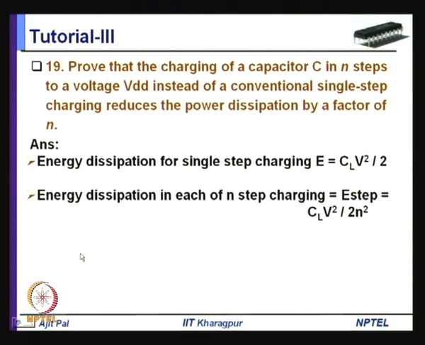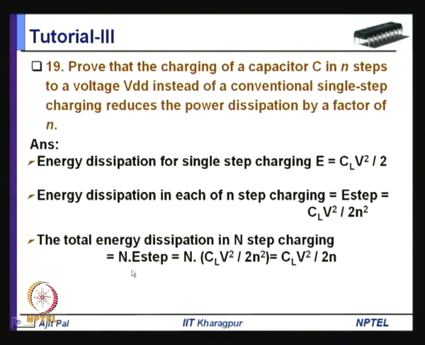Now, you will require n steps of charging. So, n into each step will be equal to CL V square by 2 n, and if you compare with the first case, the first situation of one step charging, the ratio of the energies E is equal to 1 by n. Okay.